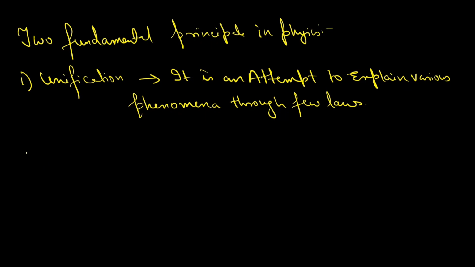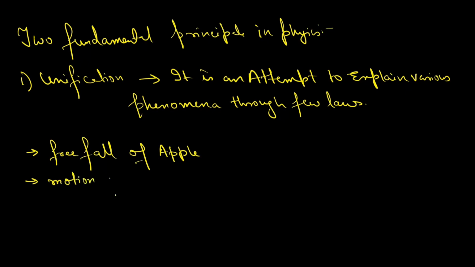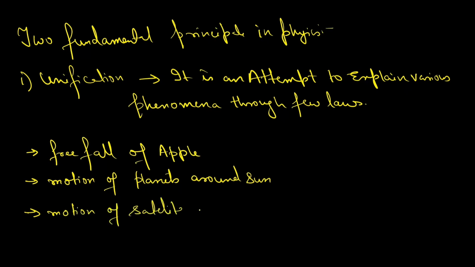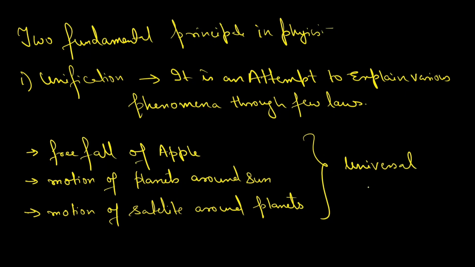Unify. For example, which phenomena have we mentioned? Free fall of an apple. Then motion of planets around the sun. And motion of satellites around planets. All these phenomena we can explain with the help of the universal law of gravitation.